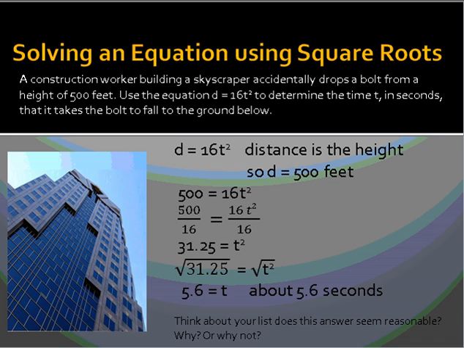Okay, so we're going to solve an equation using square roots. We have a construction worker at the top of a skyscraper. He accidentally drops a bolt from the height of 500 feet. Really hoping that none of us is walking under that at that time, because it's not going to feel good to get hit in the head by something.